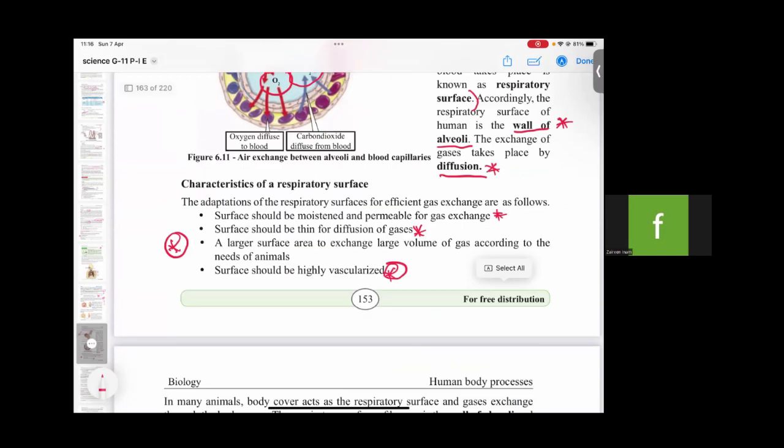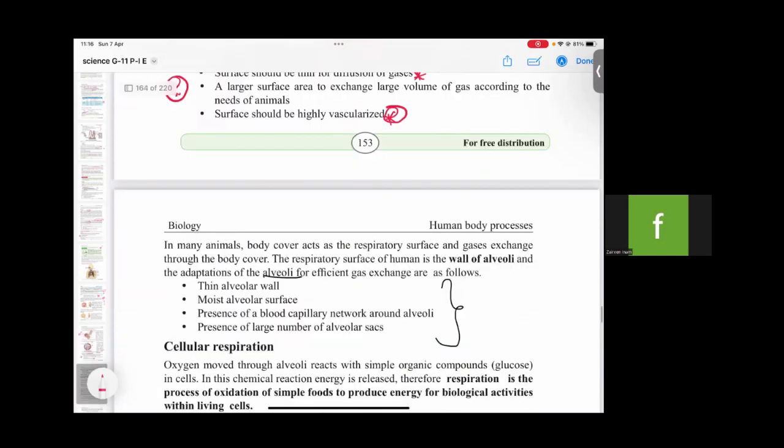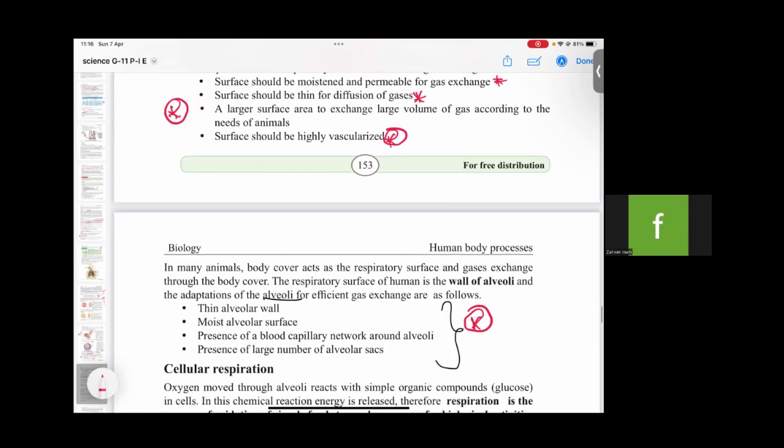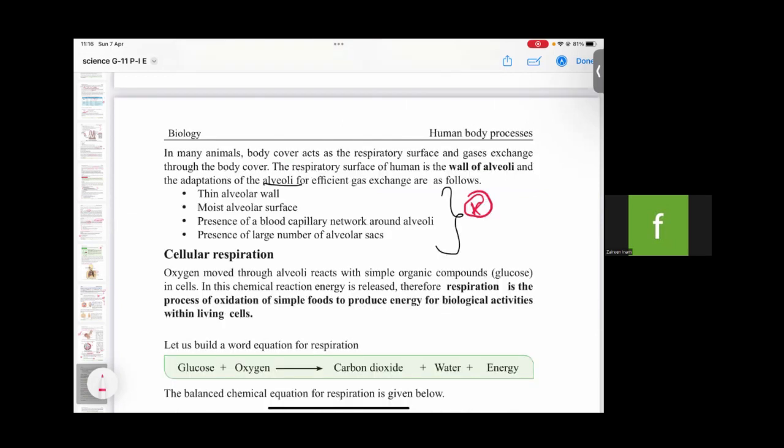Now we have specially for wall of the alveoli. So if they ask for the adaptation of wall of alveoli, then you have to write this. Better to remember 4. Thin alveolar wall, moist alveolar surface. The same thing here. You are going to write instead of surface, you are going to write alveolar wall. Okay. So presence of blood capillary and network around alveoli, presence of large number of alveolar sacs. So these are the adaptation of alveoli for efficient gas exchange.